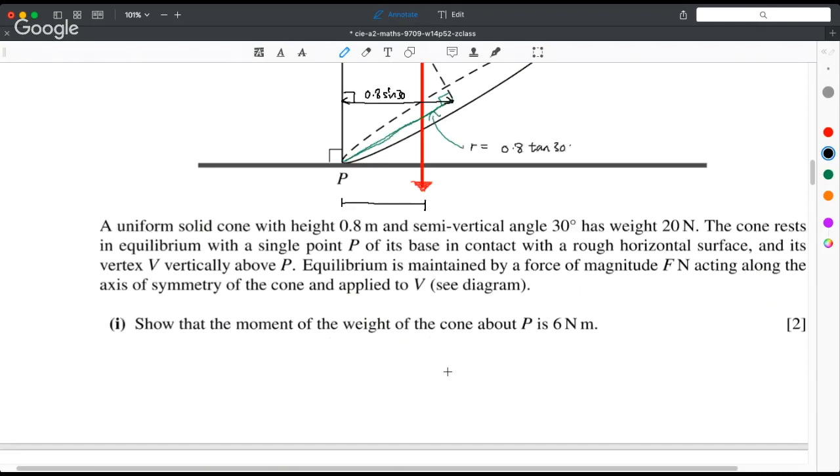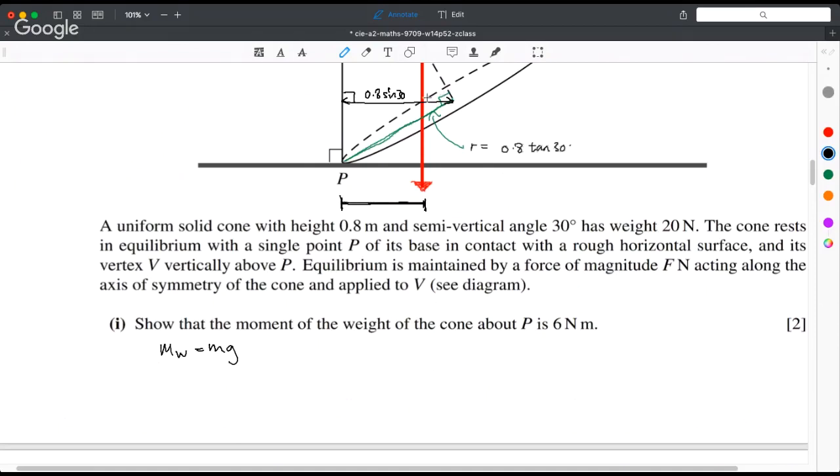So we have that the moment of the weight must be equal to mg times this distance here, because this red thing is the line of action of the weight, and we're looking. Sorry, these distances are not the same. I misspoke before. We're looking for this distance here.